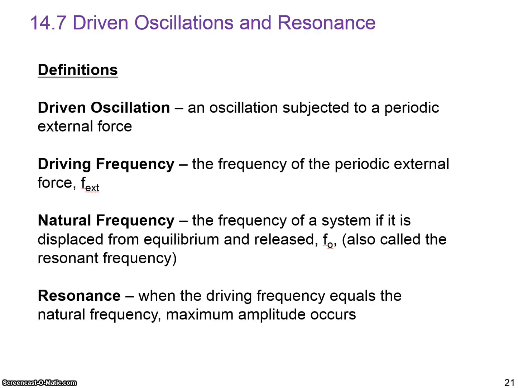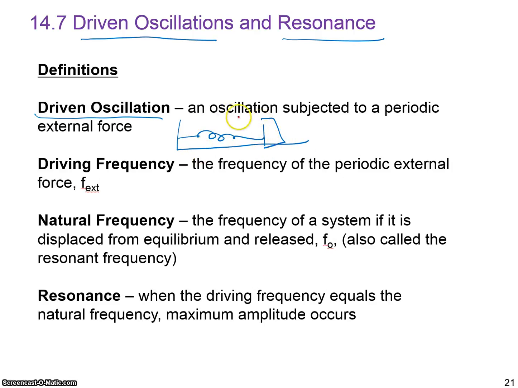For the last section here, we want to talk about something called driven oscillations and resonance. What we mean by driven oscillation is the oscillation is subjected to a periodic external force. So let's say you have a mass on a spring like this, and as that's oscillating back and forth, you periodically give it an extra push. That would be a driven oscillation. Then you have a driving frequency. It's the frequency of the periodic external force. So you have a force that you're applying periodically, and the frequency that you apply the force is the driving frequency.